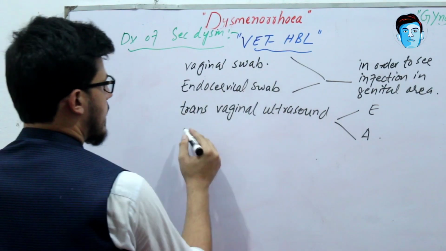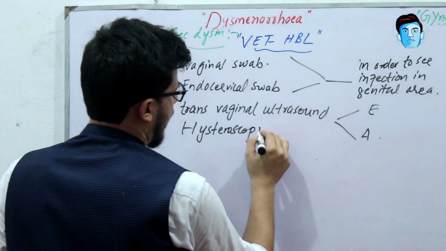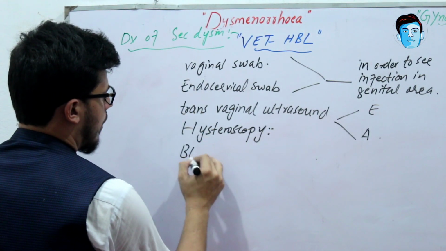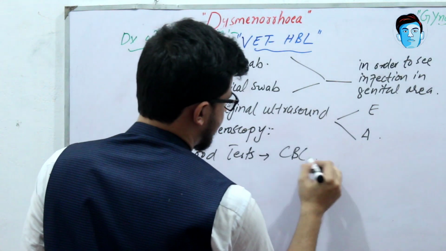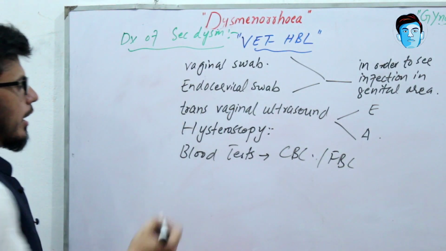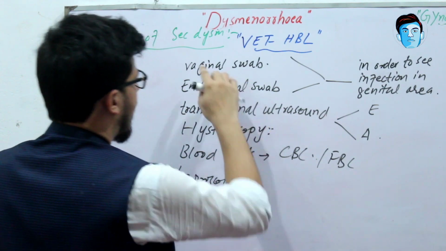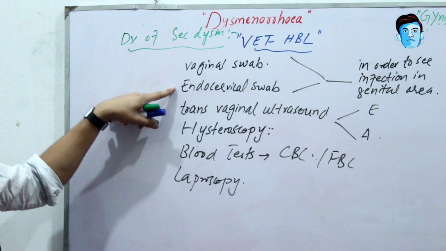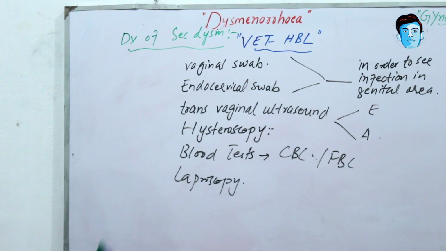Another approach is hysteroscopy, where we visualize the uterus, and B stands for the blood test. We mostly do the CBC, which is also called FBC, full blood count, and also we go for laparoscopy. So this is a short diagnosis for the secondary dysmenorrhea: vaginal swab, endocervical swab, transvaginal ultrasound, hysteroscopy, blood test, and laparoscopy.